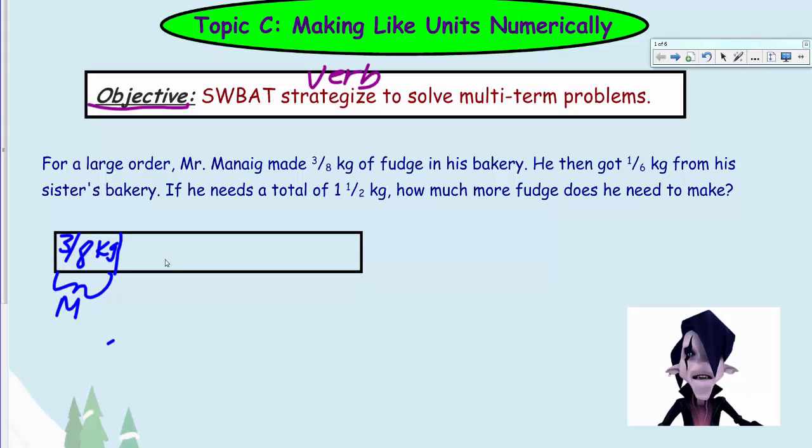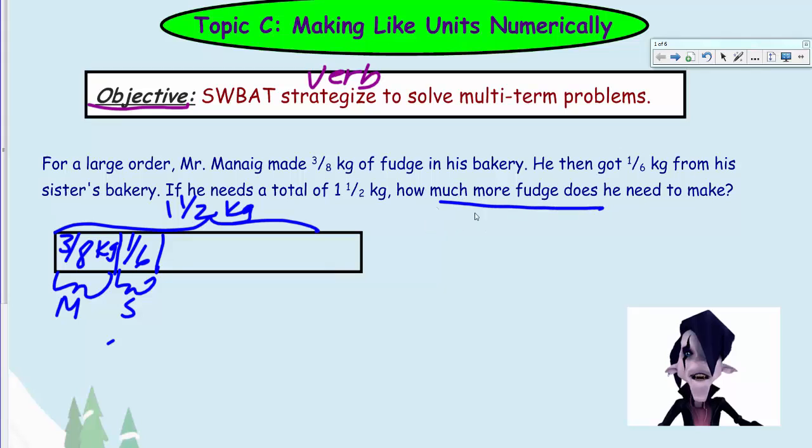And then, of course, he got 1/6 kilogram from his sister, so we'll put that here. That's kind of small. Okay. And we'll say that was the amount that was basically made. So he made some and got some from his sister. It says he needs a total of 1.5 kilograms. That sounds like the total here, doesn't it? Yeah, 1.5 kilograms for the total. And then, of course, he needs more. So this is how much more.